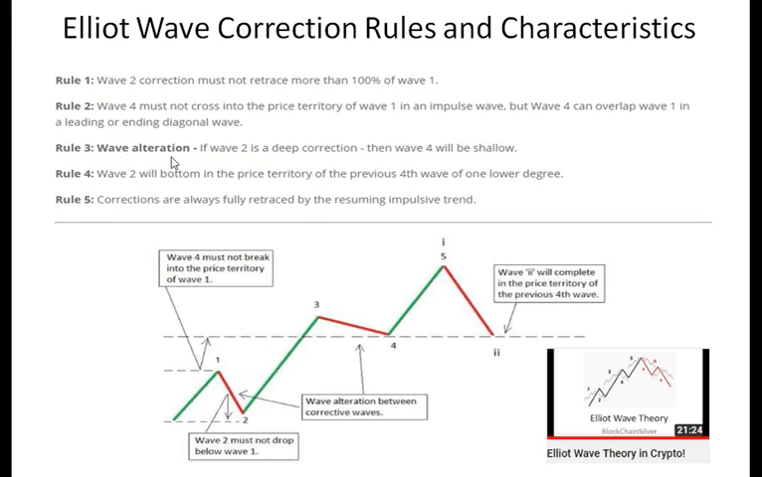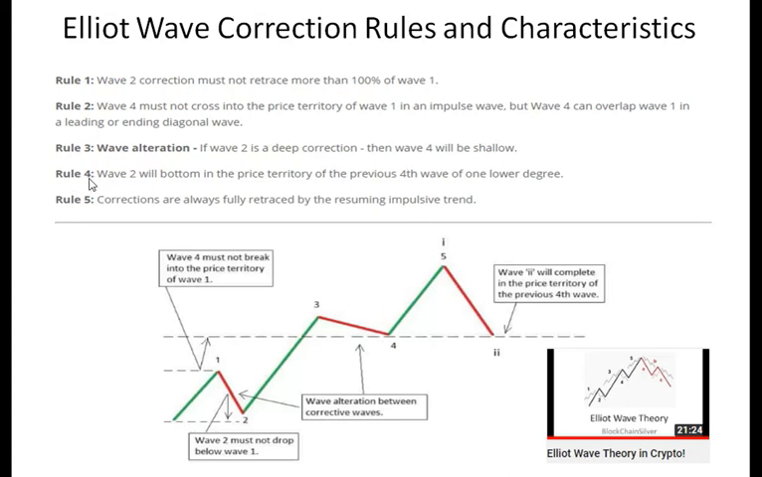Rule 3, wave alternation. I talk about this all the time. If Wave 2 is short and shallow, Wave 4 is going to be long and deep. If Wave 2 is long and deep, Wave 4 will be short and shallow. They're saying the same thing. Bitcoin had a long and deep Wave 2, from June 26th to probably October 24th. I believe we're probably done with the Wave 2. That was a 46% correction down, and I think Wave 4 is probably going to be short and shallow.